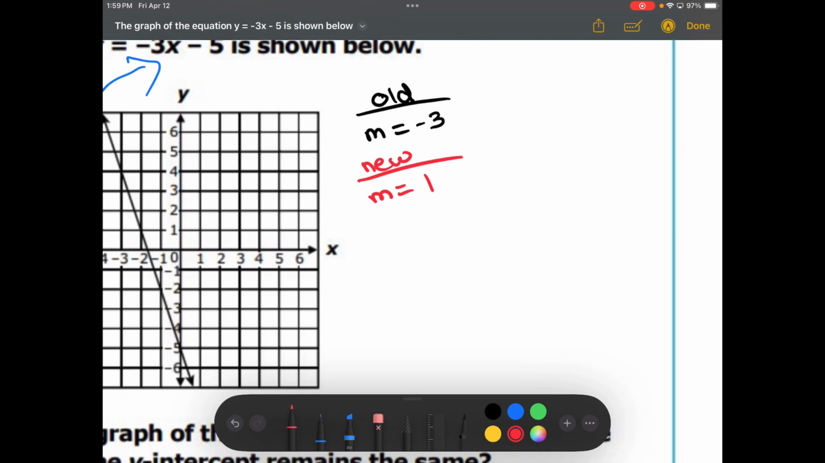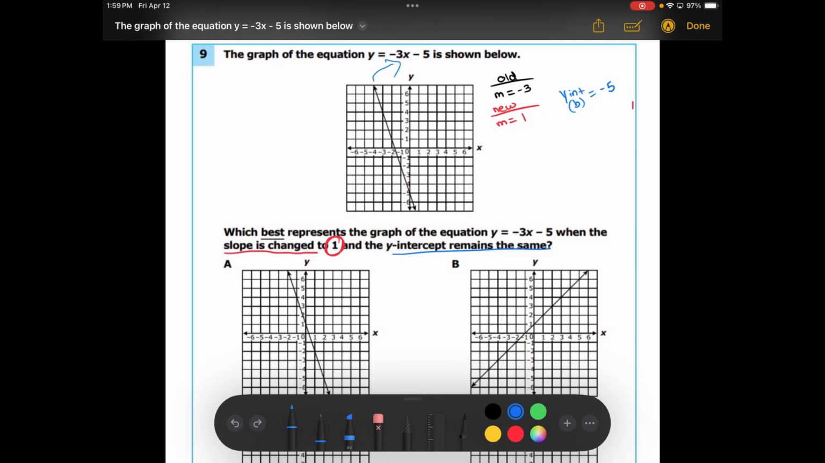Now, did the y-intercept change? It said the y-intercept stayed what? So the y-intercept, b, it's still going to be negative 5. What is the biggest change between negative 3 and 1? What happened? It changed to positive. The negative 3 is negative. What does a negative slope look like? We're going which way? What does a positive slope look like? Uphill.